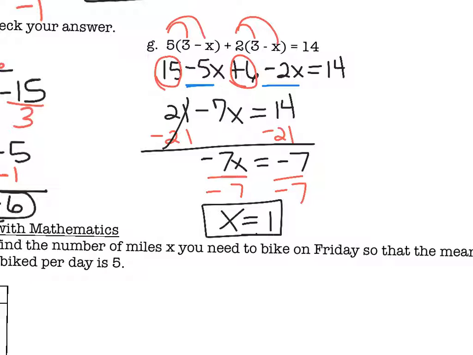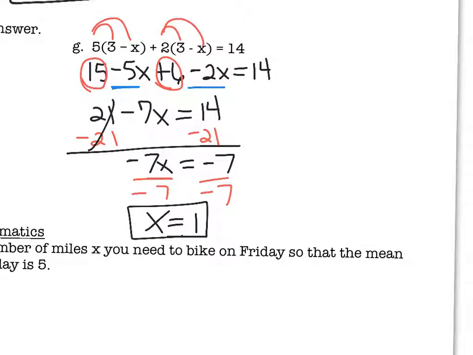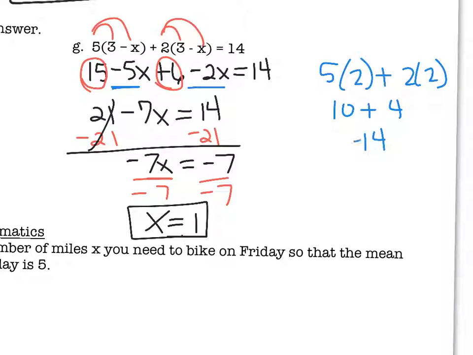In order to check that 1 is correct, let's plug it in. So 3 minus 1, when I plug the 1 in right here, 3 minus 1 gives us 2. So we'll have 5 times 2 plus, when we plug in the 1 here, 3 minus 1 again is 2, so we end up with 2 times 2. Well, 5 times 2 is 10, plus 2 times 2 is 4. Add those together, we get 14, which is what we had on the right side of the original problem. So we did get the right answer.